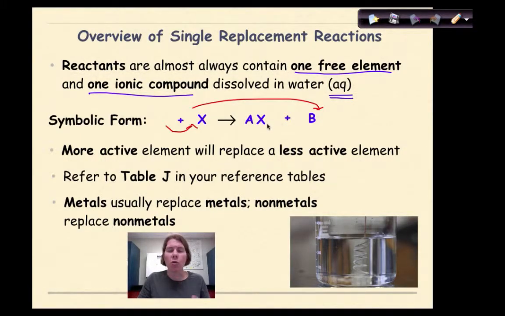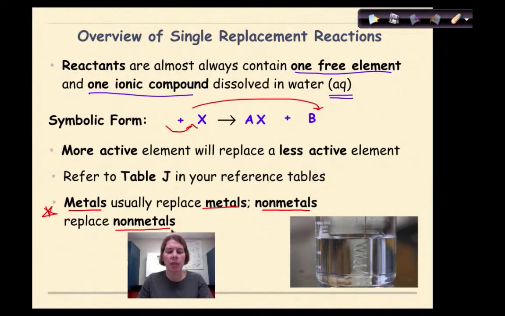Where you have something that's more active replacing something that's less active, as we see down here. So the more active element will replace the less active element. And this is where we get into table J, which is your activity series, which we're going to use in a minute. Now, this is important. When you're doing these types of reactions, note, metals are going to replace metals, and more active nonmetals are going to replace less active nonmetals.